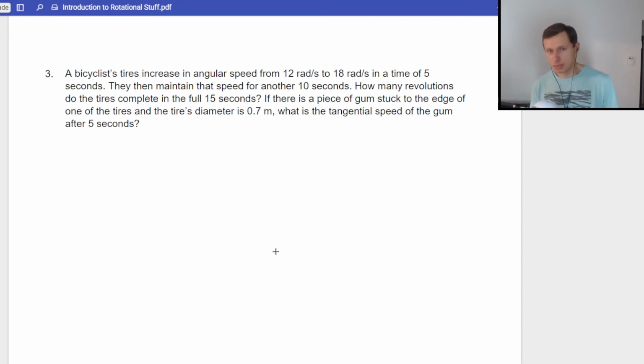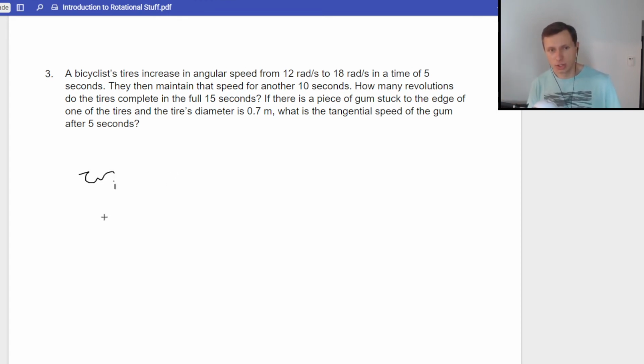And then there's another part. If there is a piece of gum stuck to the edge of one of the tires and the tire's diameter is 0.7 meters, what is the tangential speed of the gum after 5 seconds? Okay, so we're going to break this up into 2 parts. The part with the piece of gum, that's a completely different topic that we haven't talked about yet, but we will in 5 minutes.